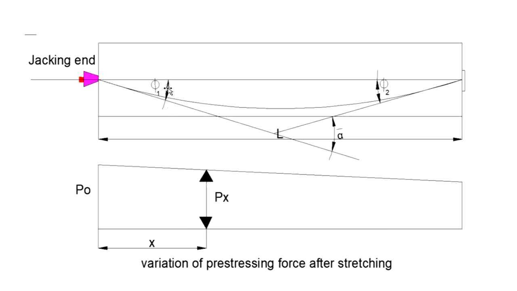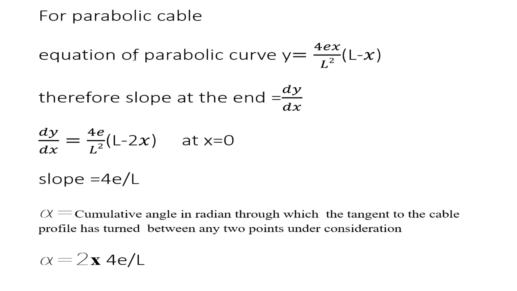Here, how to calculate this alpha is very important. It is a cumulative angle, so we have to calculate theta 1 and theta 2. So how to calculate that? We have the equation for a parabolic curve, that is y is equal to 4ex by L square into L minus x. Then what is the slope? Slope is dy by dx, so we have to differentiate this. So we get 4e by L square into L minus 2x.